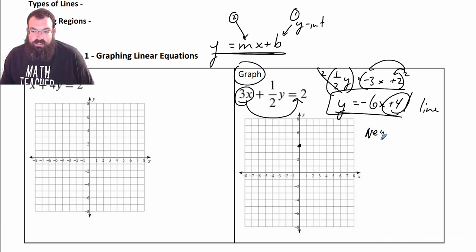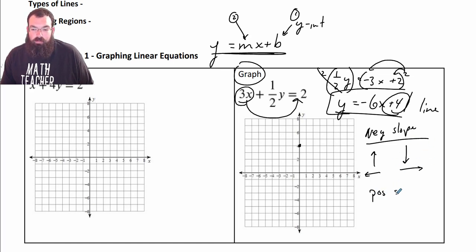So for a negative slope, we could do two things. One is we can go up and to the left, because that's negative. Up is positive, but left is negative. So positive divided by negative is negative. That's how we can determine negative. Or I can go down and forward. So down is negative, over and forward is positive. So that's all, again, how I get negative.